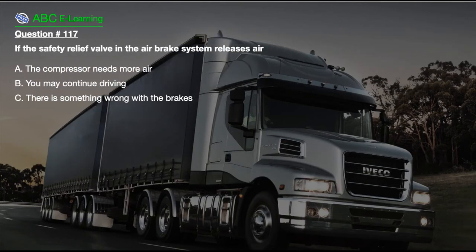Question number 117. If the safety relief valve in the air brake system releases air, A. the compressor needs more air, B. you may continue driving, C. there is something wrong with the brakes.